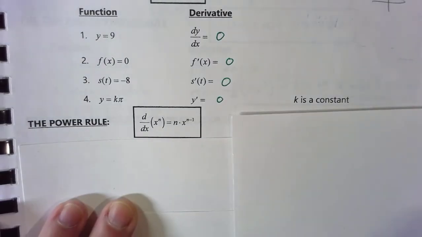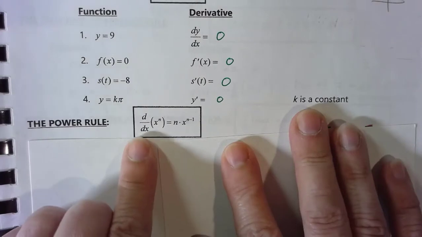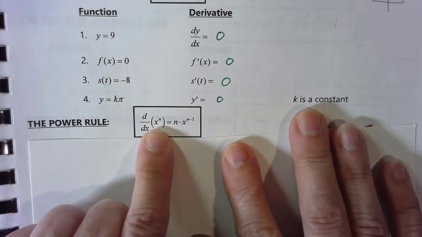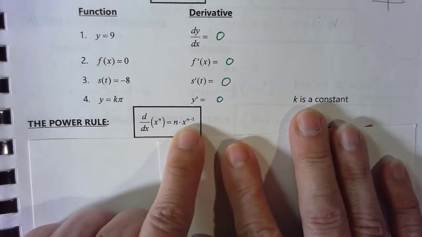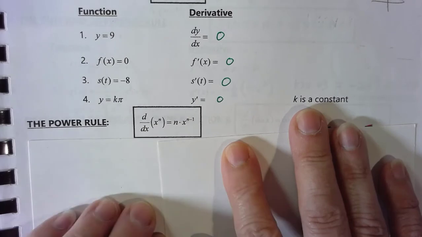So this brings us to our general power rule. The derivative with respect to x of x to the n is, the n comes down as our coefficient of x, times x to the n minus 1, so reduce that power by 1.